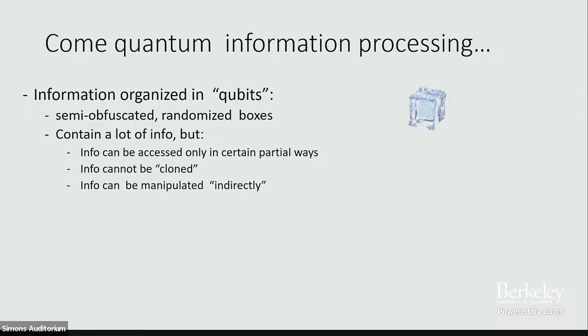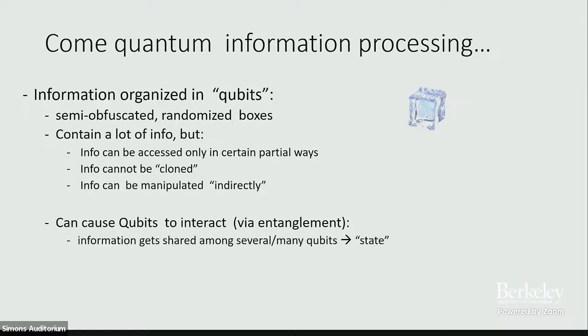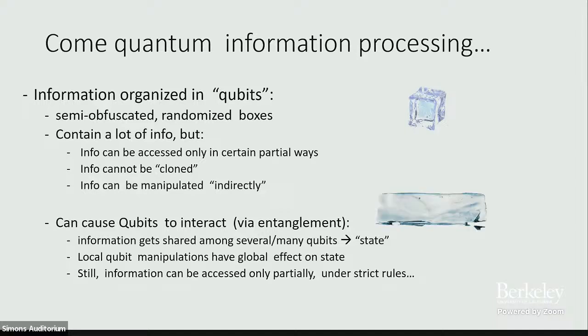Think of it as kind of an ice cube, but inside there's a lot of liquid, lots of things going on. But as soon as you break it, you lose a lot of information. And you can also cause these qubits to interact with each other, the liquid inside the qubit, via entanglement, right? Information gets shared among many qubits via the states. You can do local qubit manipulation, but there's a global effect on the state. Anyway, this is just a high level, personal view of this strange thing.